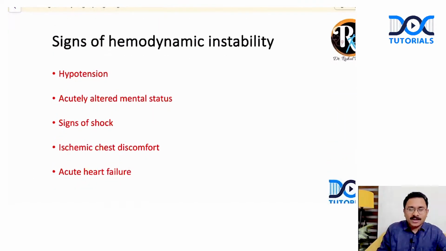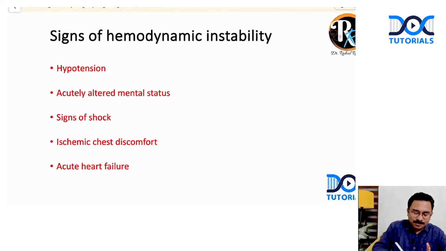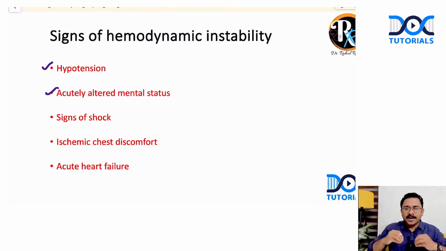But what are the important signs of hemodynamic instability? Number one, hypotension, which the patient is having. Number two, acutely altered mental status. What could be the reason? Because when there is a decrease in cardiac output in such patients, there is a reduction in cerebral perfusion. The blood supply to the brain is reduced, so that can cause altered mental status.